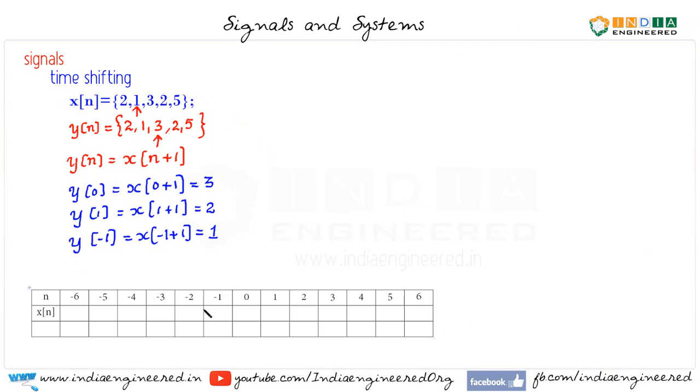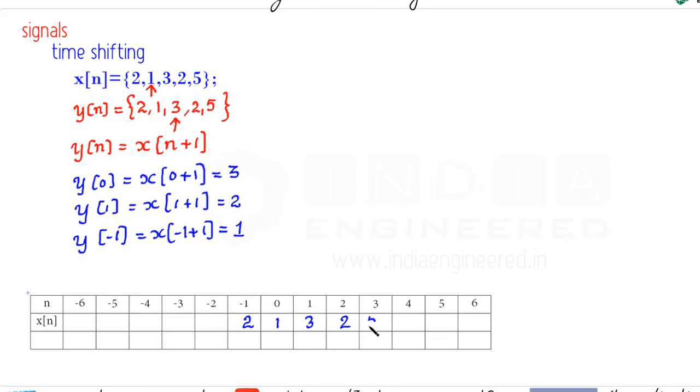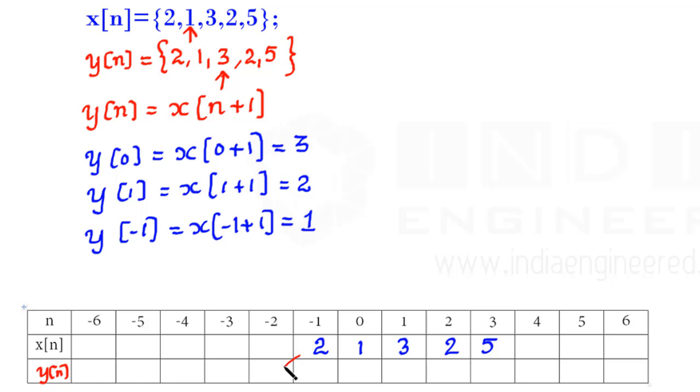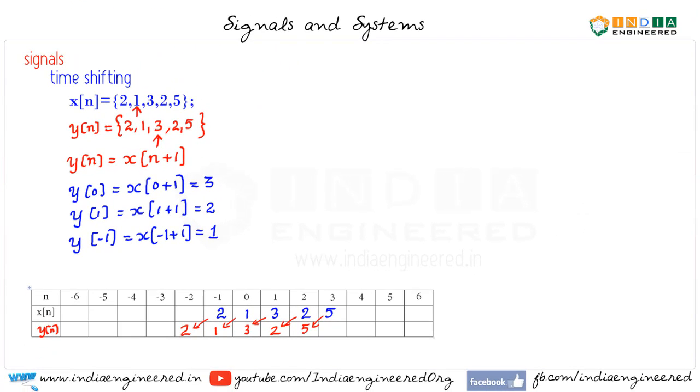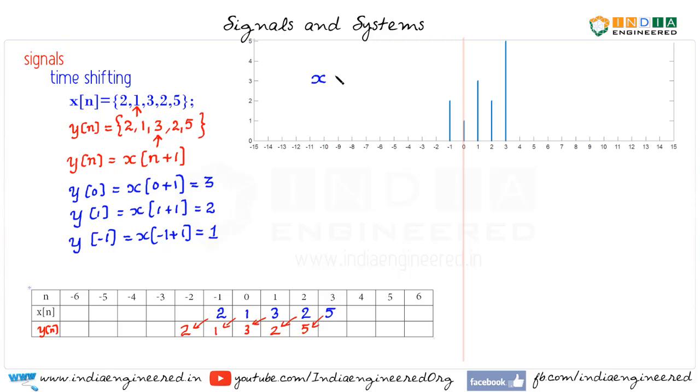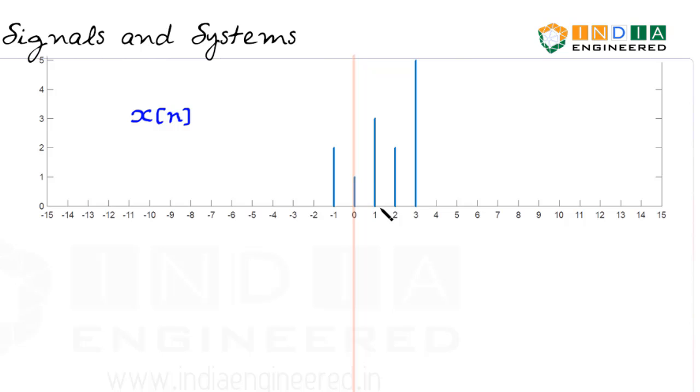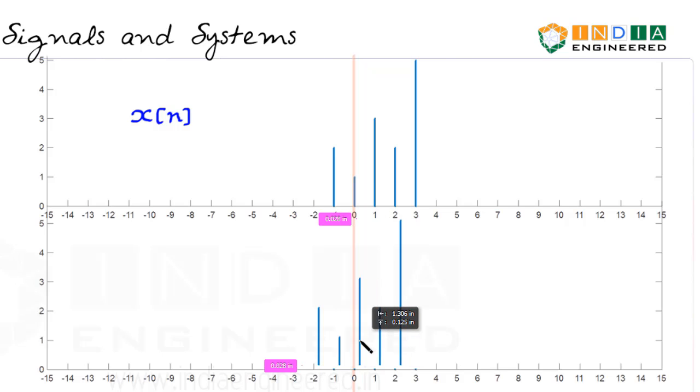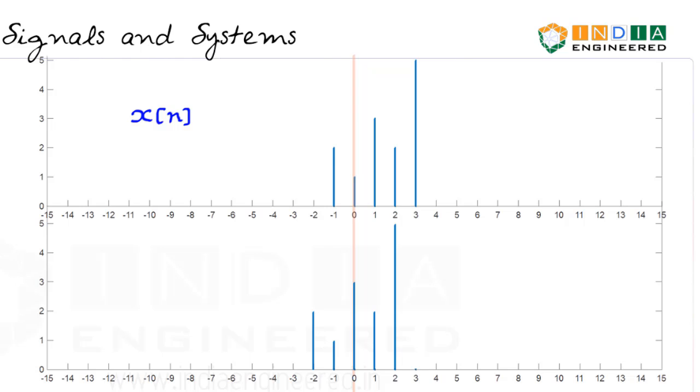Now let's see the table. So x of n is 2, 1, 3, 2, 5. Y of n will be, so this will come here, 2, 1, 3, 2 and 5. Now let's see the plot of x of n and y of n. This is our x of n, and y of n will be the signal shifted leftwards by 1. So it will look like this. So this signal is y of n equal to x of n plus 1. Now this signal y of n is x of n shifted to the left by 1.